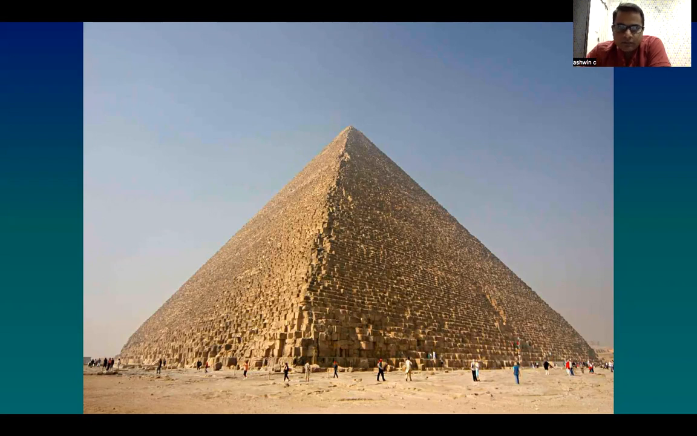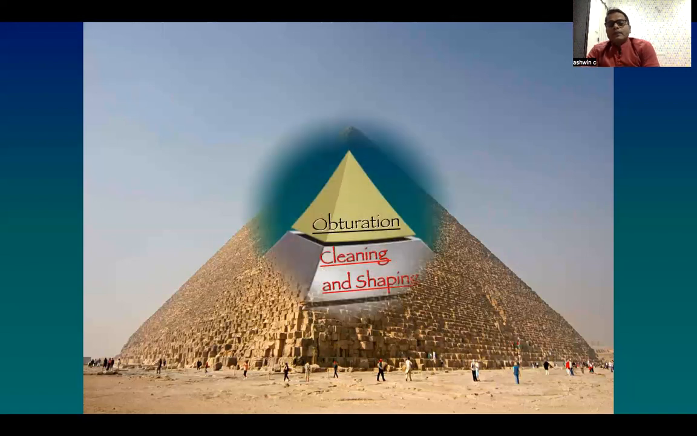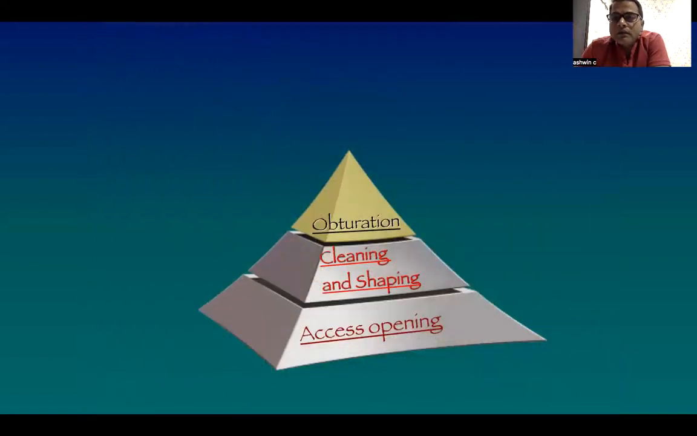The most important thing in the entire treatment is the initial step, that is access opening. Why? Because if you miss a single canal, and if you do a great obturation, but you missed one single canal, that single canal will become the cause of failure for that case. So access opening always takes the base.